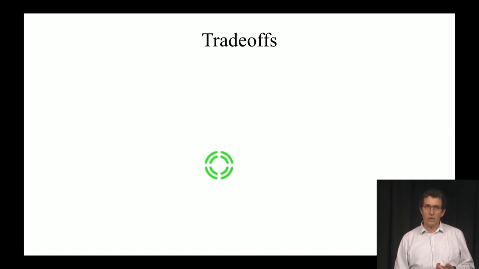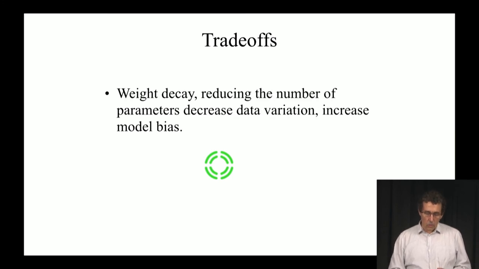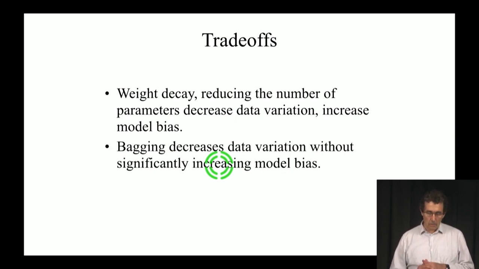So what are the trade-offs? Weight decay and reducing the number of parameters decrease the data variation, but they increase the model bias. Okay, so that's the bias variance dilemma. Bagging is better than that. It decreases the data variation without significantly increasing the model bias. It basically allows the model to be complex, but it fights variation using averaging.